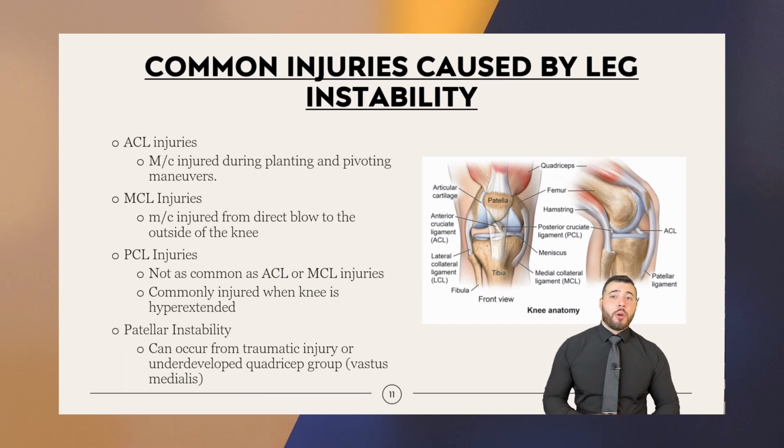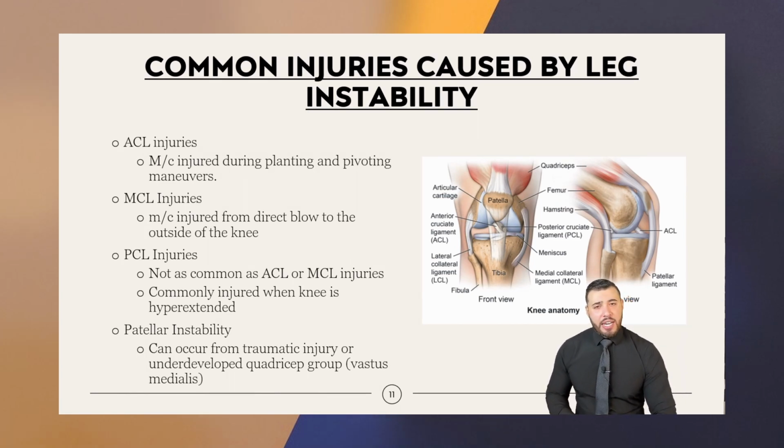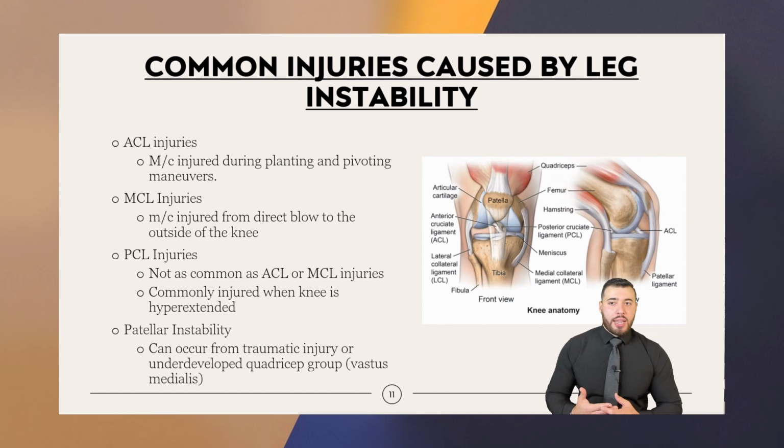This can occur from traumatic injuries or underdeveloped quadriceps, specifically the vastus medialis. And the vastus medialis is that teardrop that you see on the center side of the leg. It's responsible for allowing the patella to track correctly through extension and flexion of the knee. So it's important to make sure you do those isolated exercises as well as those dynamic exercises.